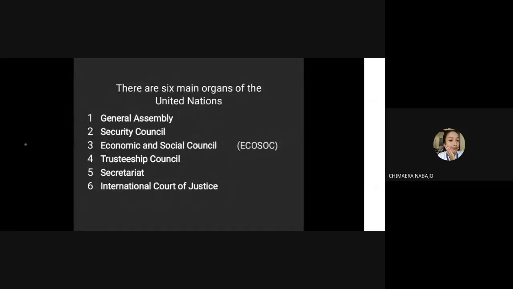The General Assembly has functions which it follows. Number one, it can discuss many matters affecting international peace and security. It makes recommendations for peaceful settlement of disputes. It passes the budget of the United Nations. It elects the non-permanent members of the Security Council. It also elects the members of the Economic and Social Council and the Trusteeship Council. It admits new members to the United Nations on the recommendation of the Security Council. The Security Council and the General Assembly elect the members of the International Court of Justice.